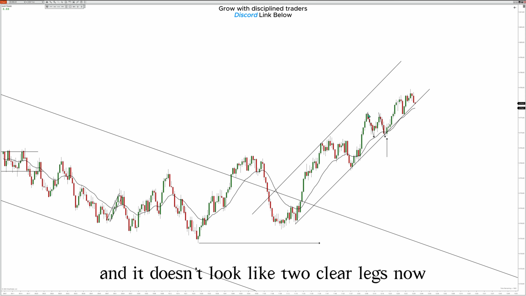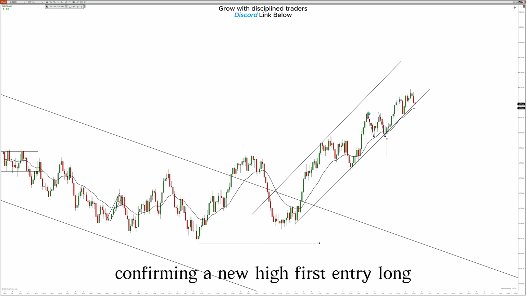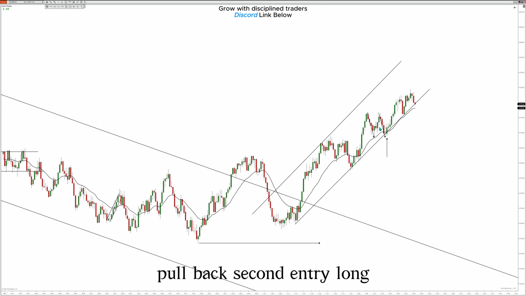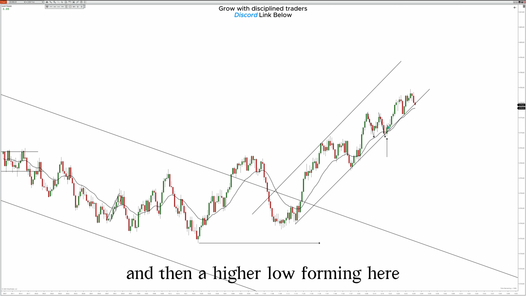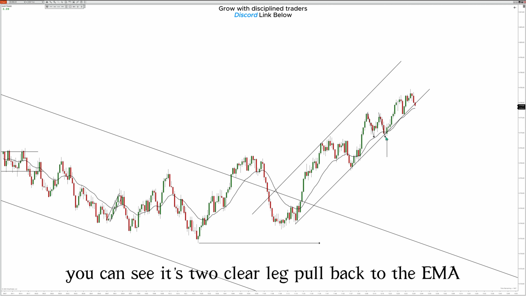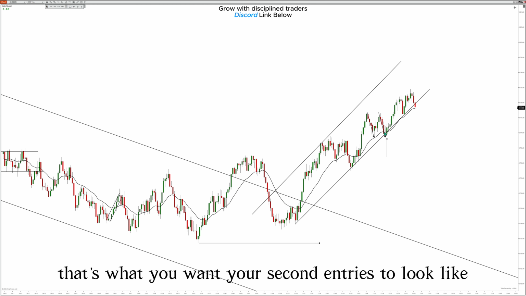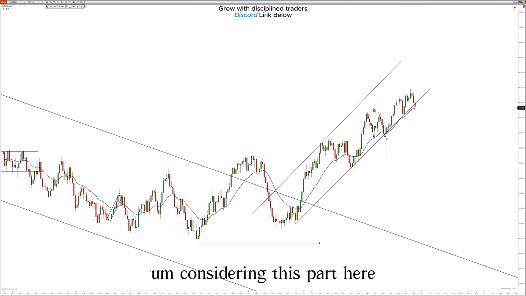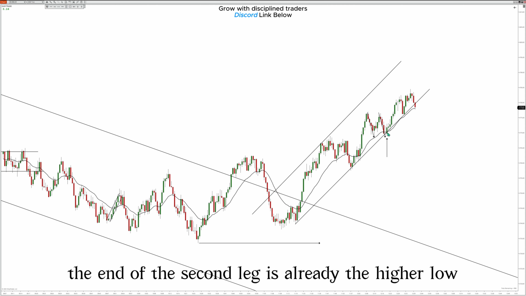but that's a second entry short, and it doesn't look like two clear legs. Now, this is a higher low confirming a new high, first entry long, pullback, second entry long, and then a higher low forming here. You can see it's a two clear leg pullback to the EMA. That's what you want your second entries to look like. Considering this part here, the end of the second leg is already the higher low.